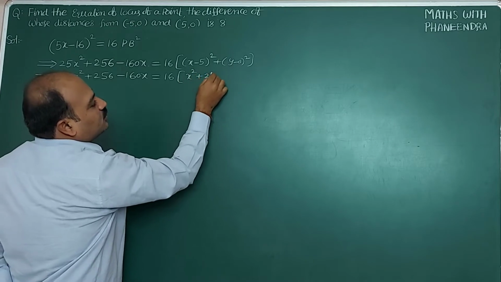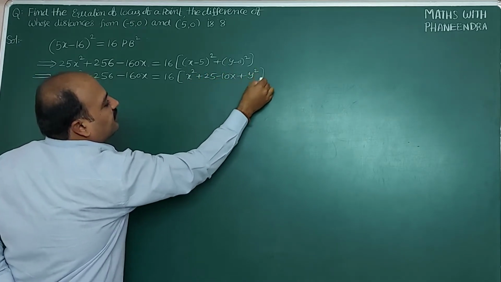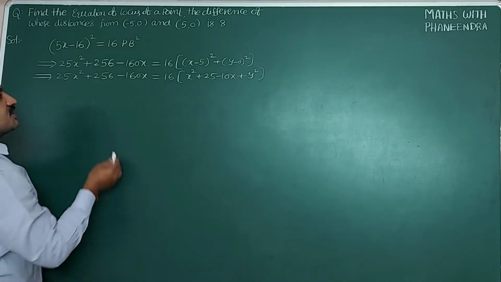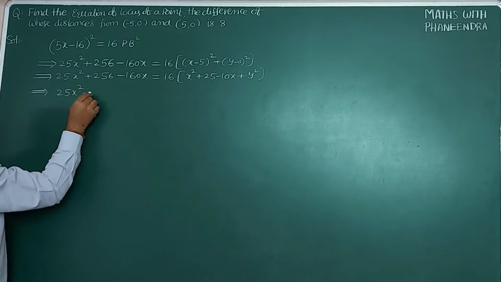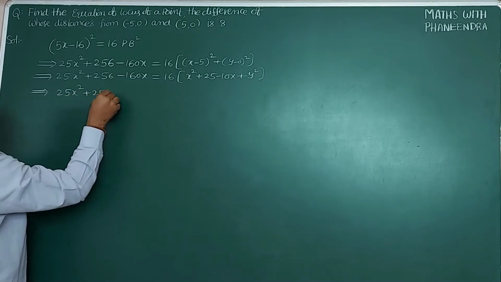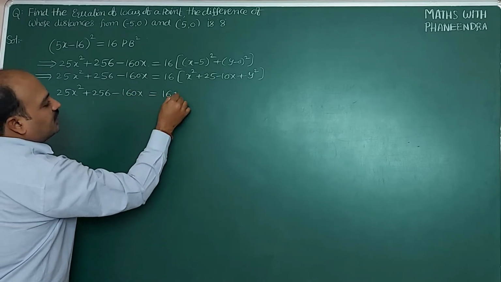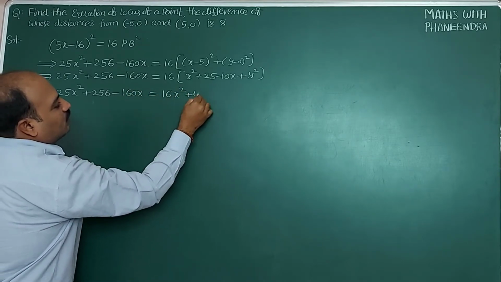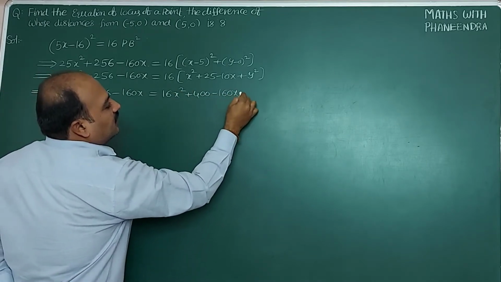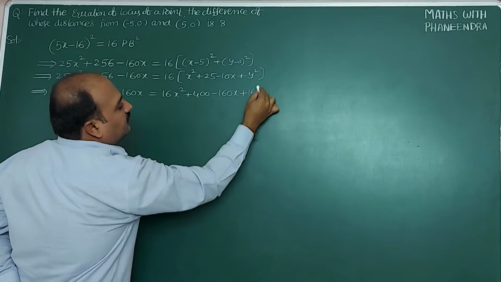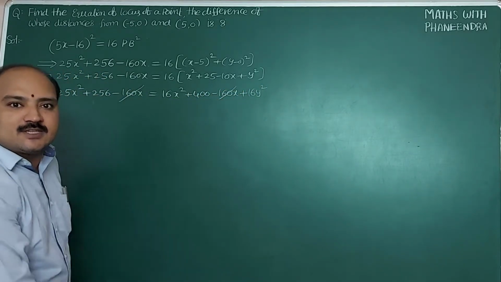x square plus 25 minus 10x plus y square. Each and every term of this bracket is multiplied by 16. So 25x square plus 256 minus 160x equals 16x square plus 400 minus 160x plus 16y square. On both sides minus 160x and minus 160x get cancelled.